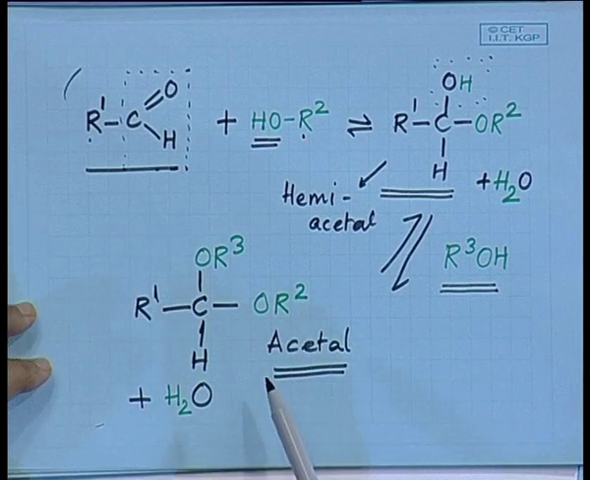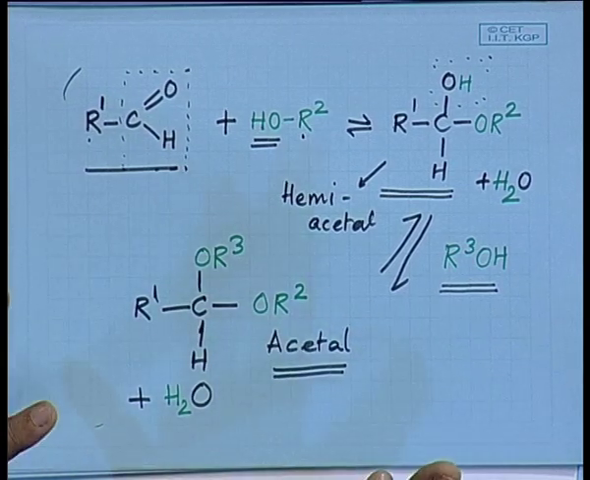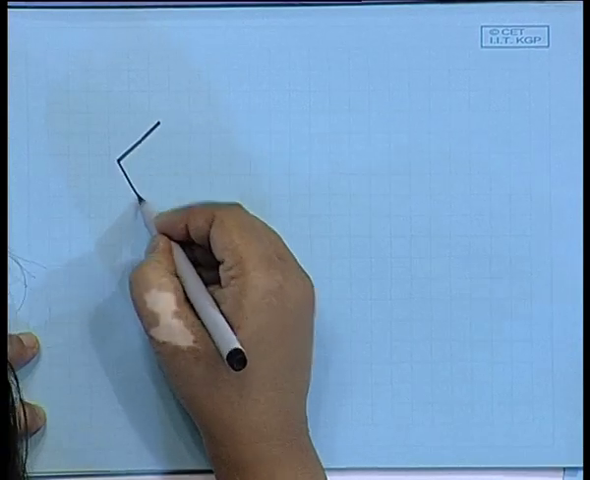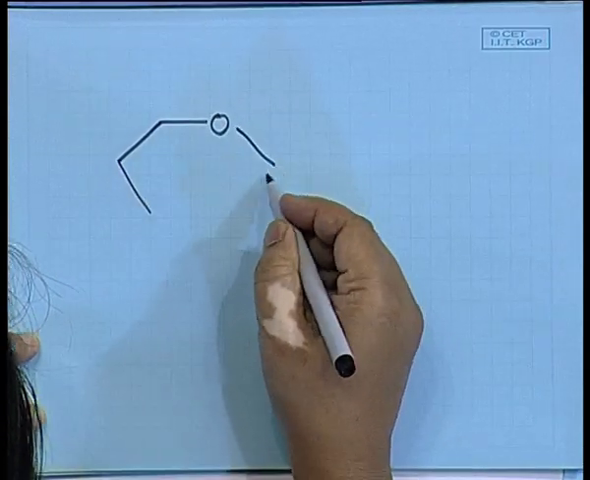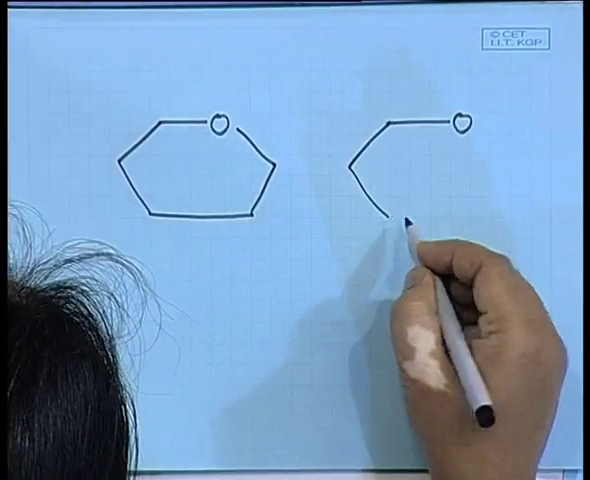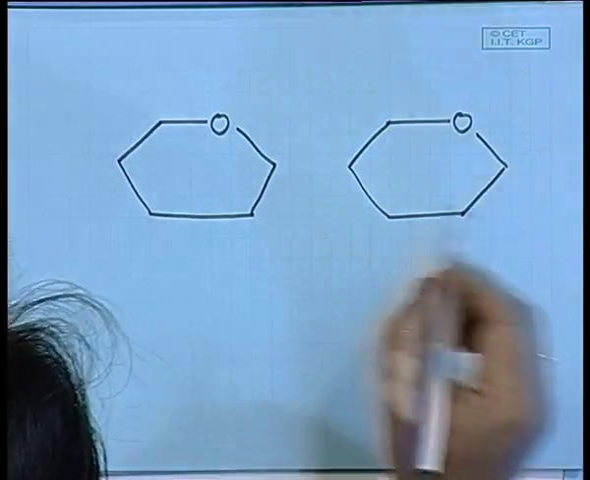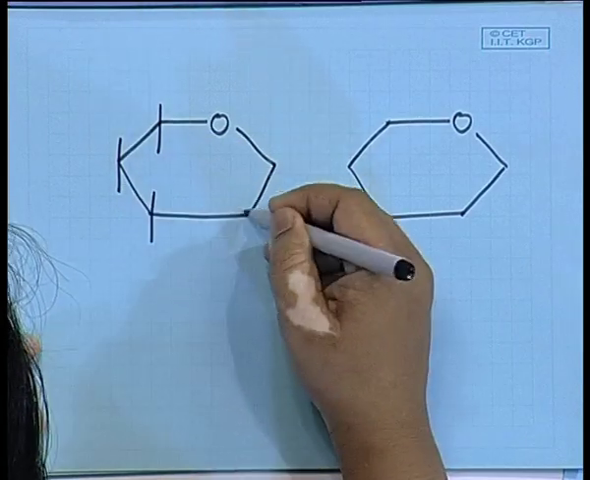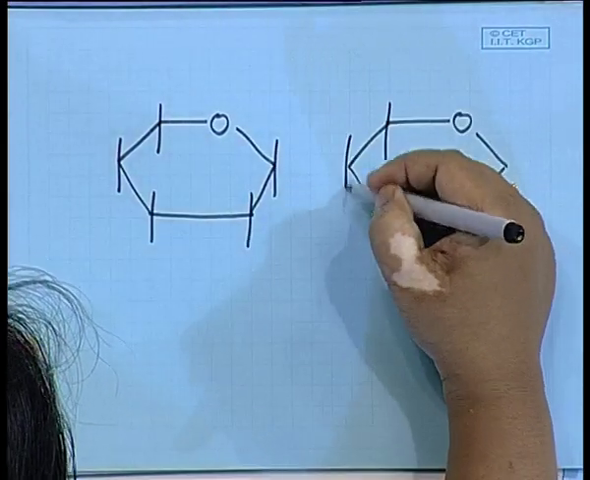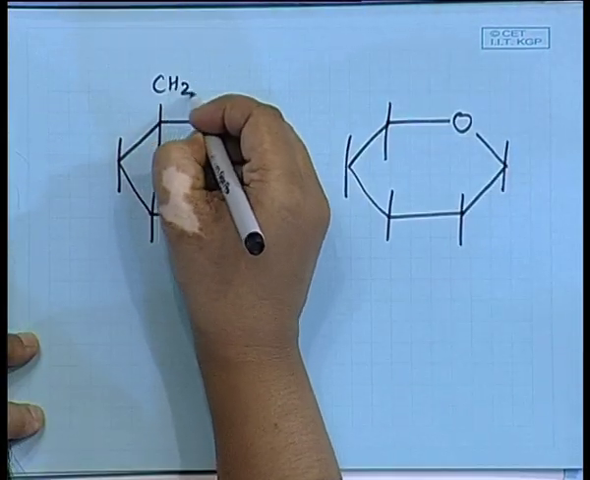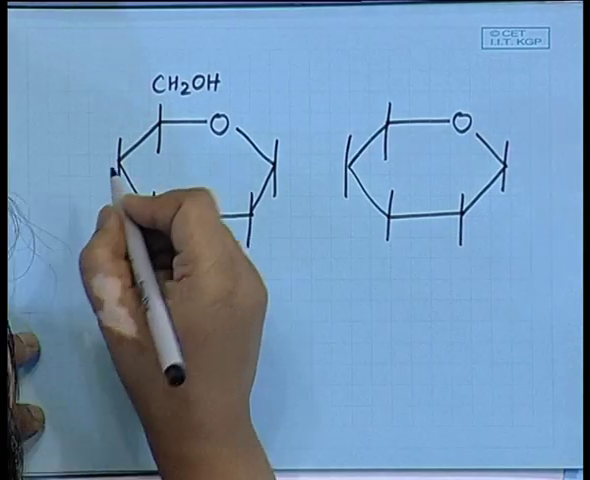Now, depending on my cyclic structure, I have either an alpha form or a beta form, right? Let us just draw one form here, or in fact, let us draw both forms, so we know what we are talking about. We have 2 forms here. What are these? These are pyranose rings. We have our CH, which carbon atom is this? It is the 6th carbon atom.